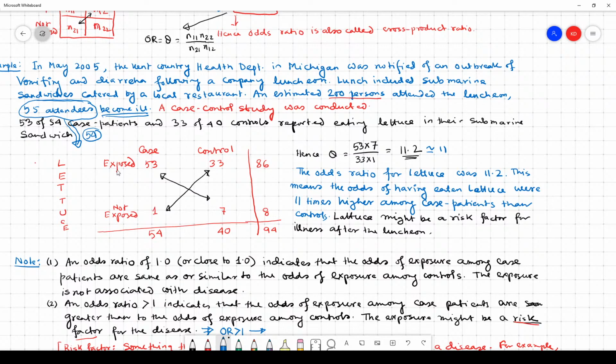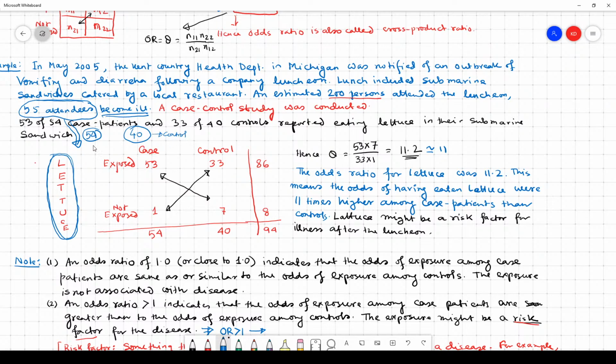Okay, and I am interested because I know lettuce is used in the sandwich. I think this may be the factor for diarrhea and vomiting, but I do not know whether it is a risk factor or not. So that's why I consider 54 attendees who became ill and 40 other attendees who did not face such a thing before. This is called the control.